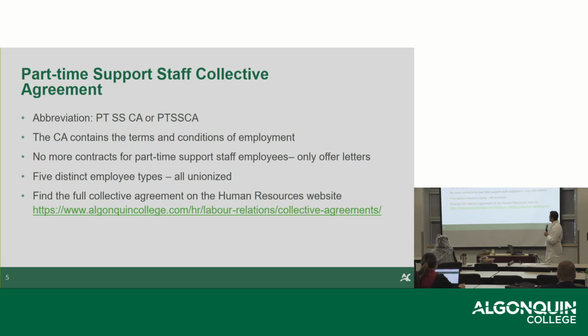Within the part-time support staff collective agreement, there are 5 distinct employee types, and we'll touch on every single one of them. The actual collective agreement you can find on our website. If you go to algonquincollege.com/HR and then click on employee relations and then click on collective agreements, there you'll see the 3 collective agreements of the college. One for the full-time support staff, one for the part-time support staff, and one for the academics.